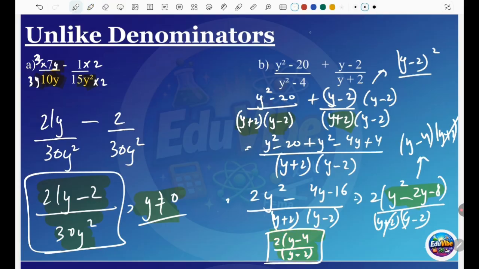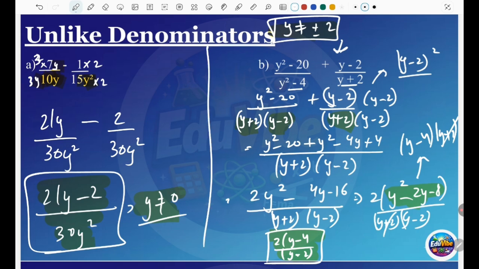What are the non-permissible values? Right over there, y is not equal to plus or minus 2, because this is the only one we have. So this is the non-permissible value for this expression. So that's how you can deal with that type of question. Sometimes it goes very long with unlike denominators. Sometimes you get a small thing like that, but sometimes you get a long one. So this is very hard, that is the difficulty in that topic.